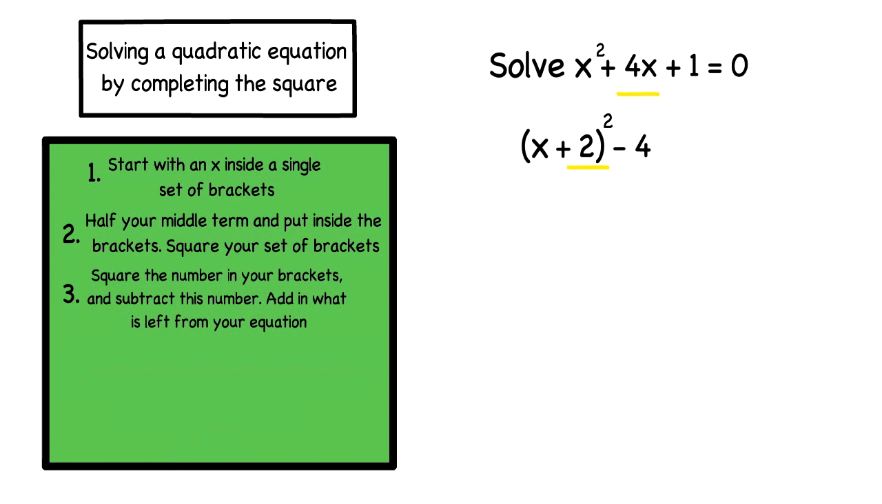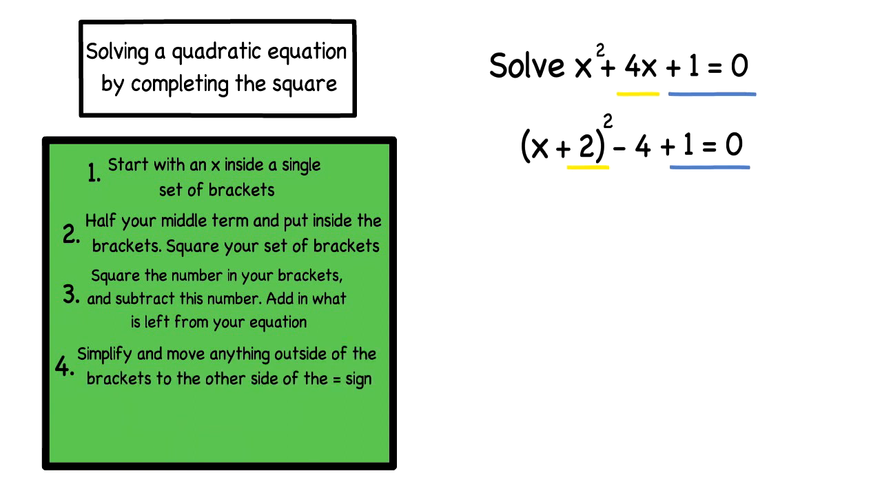Next, you add in whatever is left from your original equation. We've still got a +1 equals 0, so I'm going to add that in too. Next, we need to simplify those numbers, so a -4 and a +1 simplified is -3. Once I write that out, I need to look at whatever is outside that set of brackets and move it to the other side of the equal sign by changing the sign. That -3 is going to move over and I'm going to change the sign to a positive.